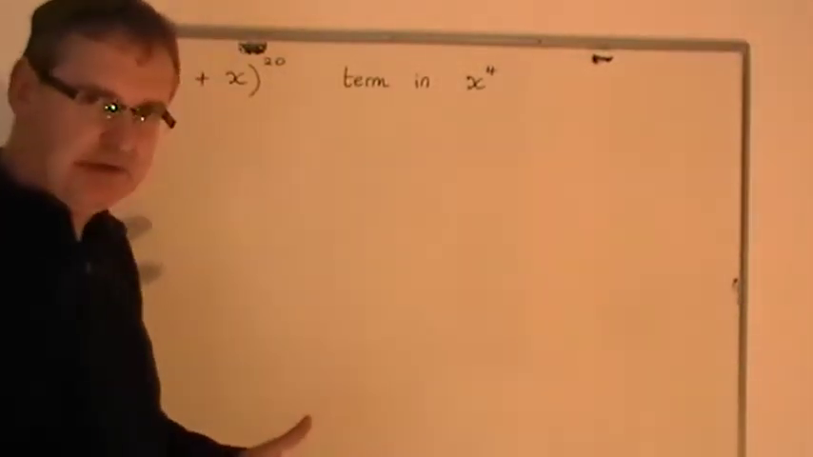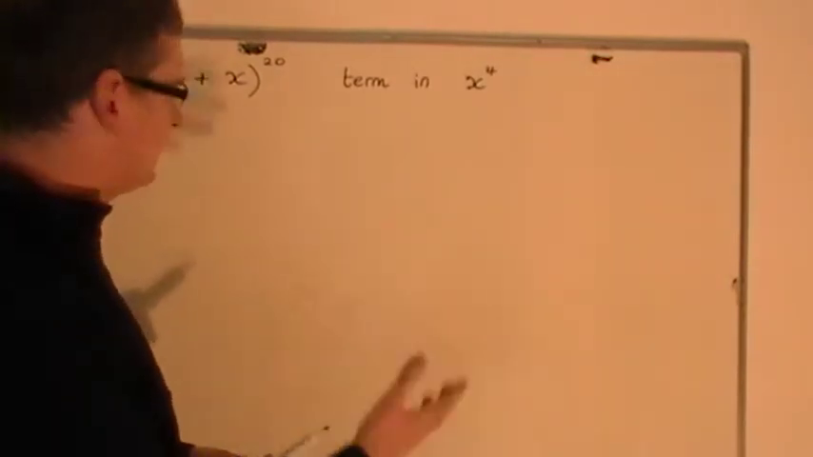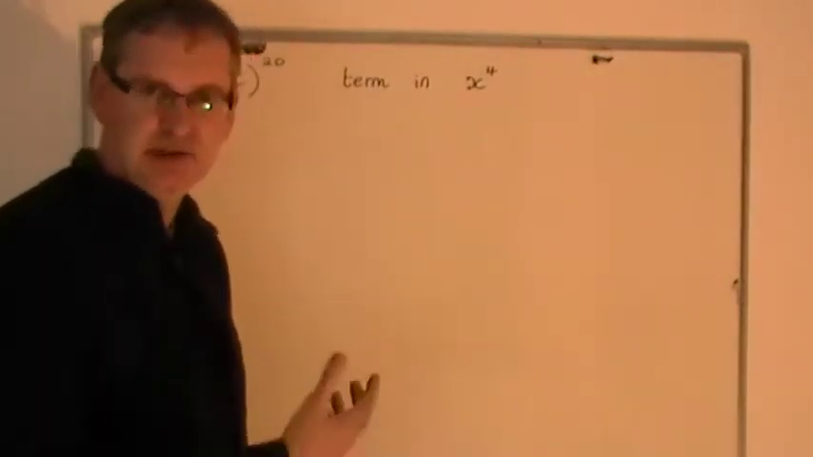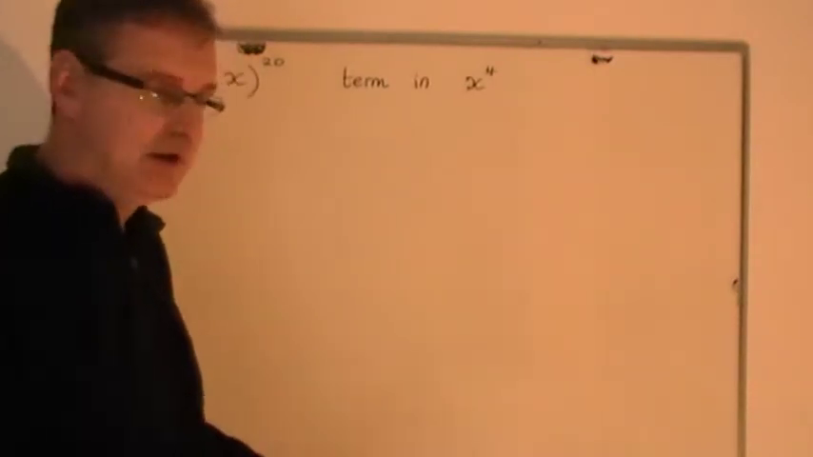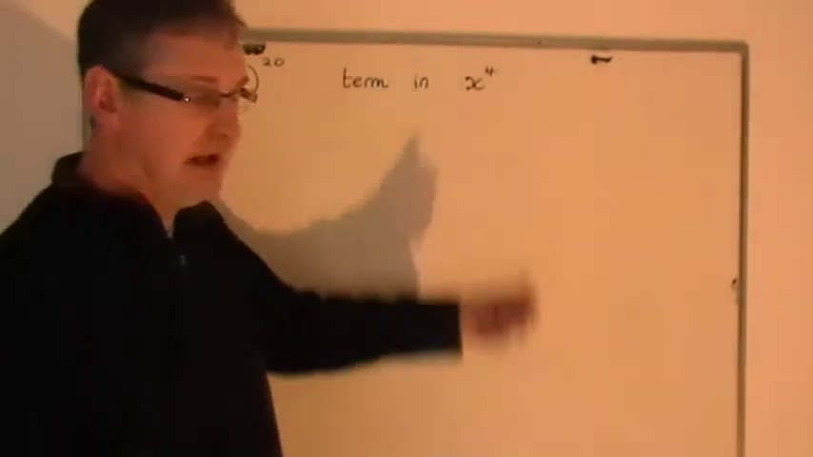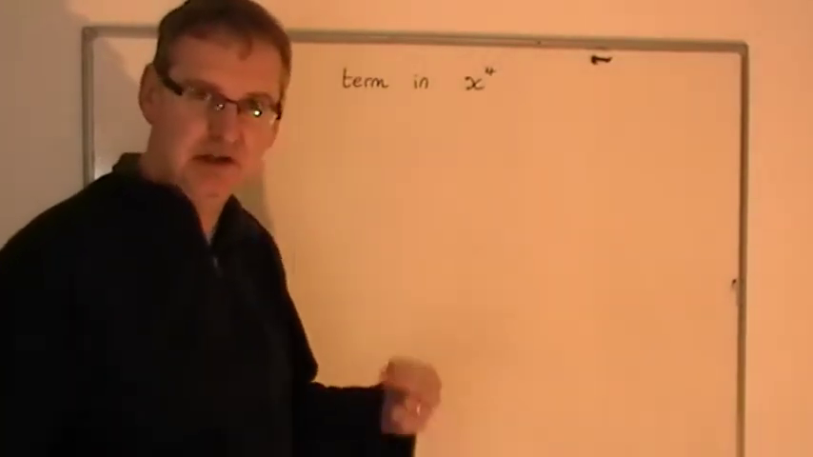Another variation of a very common exam paper question is this sort of thing, whereby they don't ask, for example, for the 7th term or the 6th term or the coefficient of the 10th term or whatever. What they do is they ask you what is the term in x to the 4. In other words, they want you to write down what the term is that involves x to the 4.